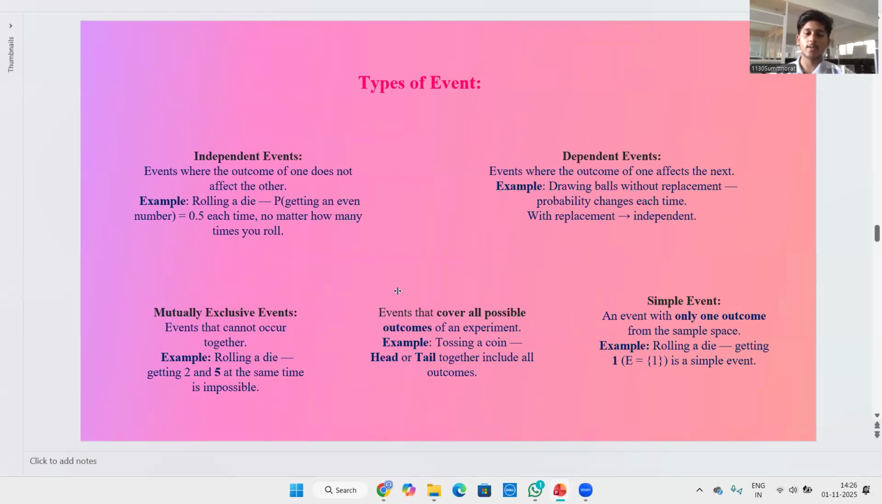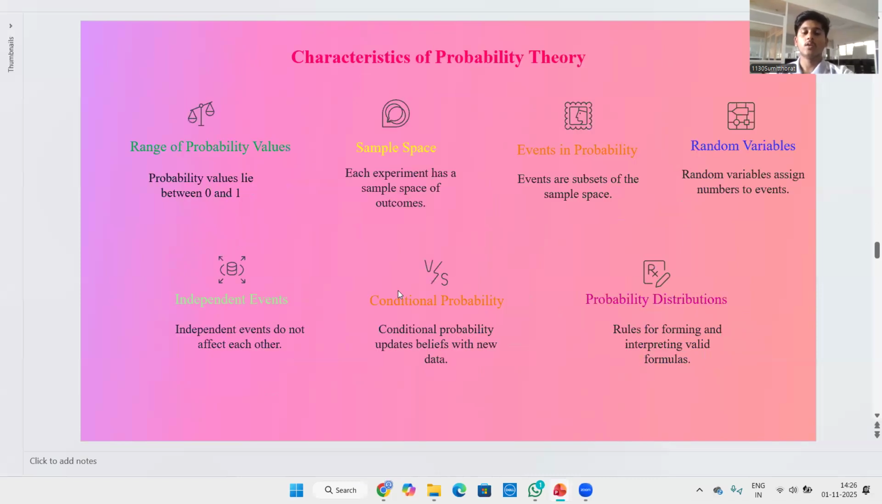Compound events combine multiple outcomes. Mutually exclusive events cannot occur together. Independent events do not affect each other's outcomes. In dependent events, one affects the probability of another. Exhaustive events together cover all possible results. Understanding event types is essential for accurate probability calculation. They also form the basis of conditional and joint probability. Next we read random variable events.